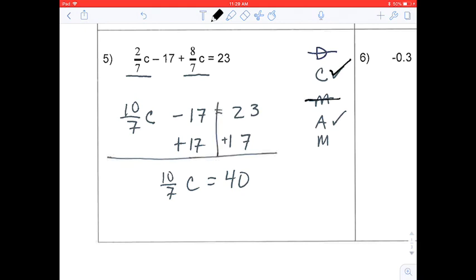There was nothing that needed to move, and they showed us that we needed to add 17 to both sides. However, in order to get c by itself, we need to divide both sides by 10/7. 10/7 divided by itself cancels out. 40 divided by 10/7 equals 28.